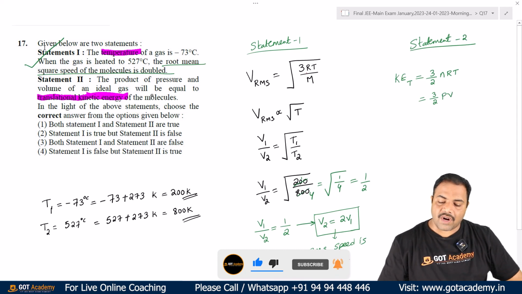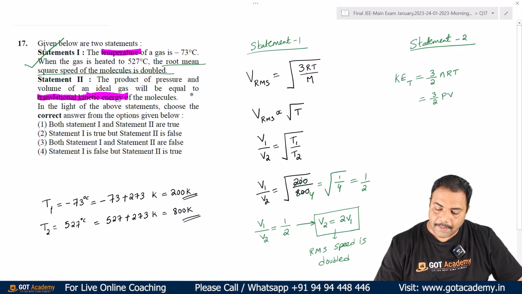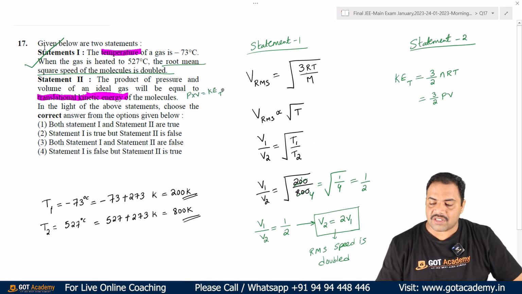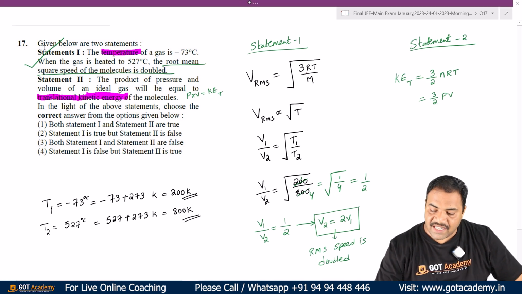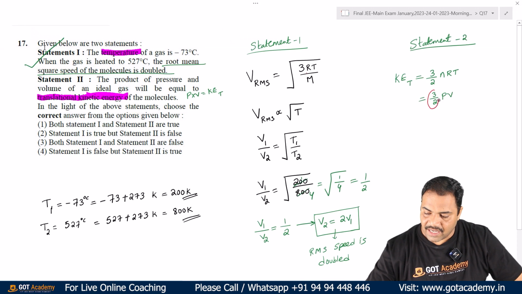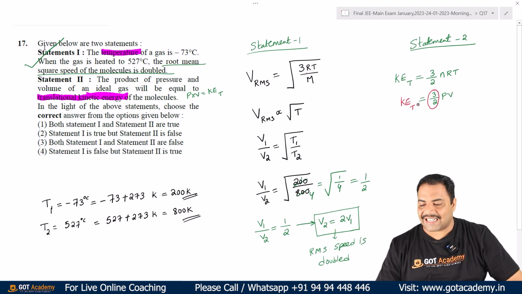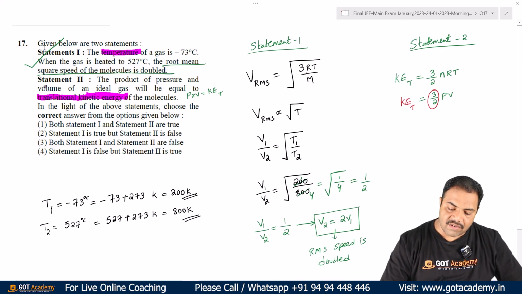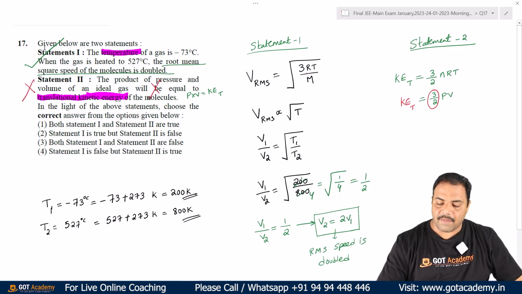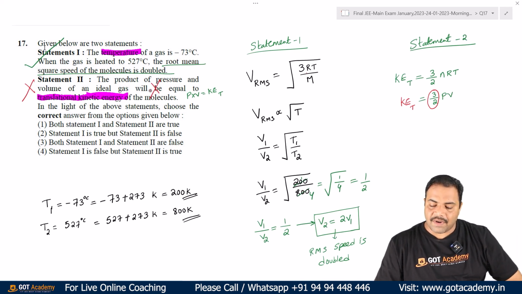But here he mentioned that the product of pressure and volume, PV, is the translational kinetic energy. But it's not so, because the factor 3 by 2 is missing here. Since this is missing, I cannot say that statement 2 is correct. Statement 2 is false. Only statement 1 is correct. Okay, my dear children, so statement 1 is true and statement 2 is false.